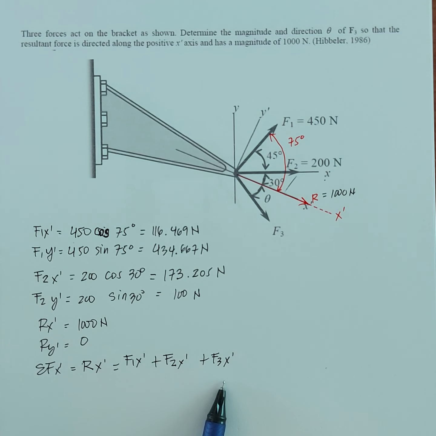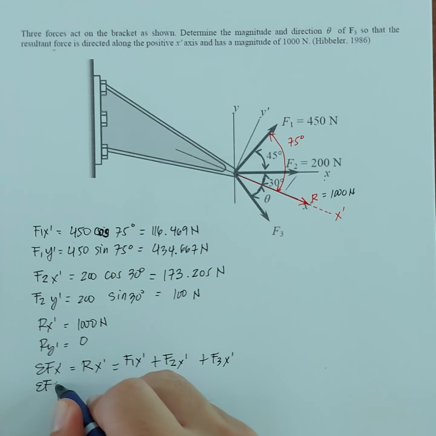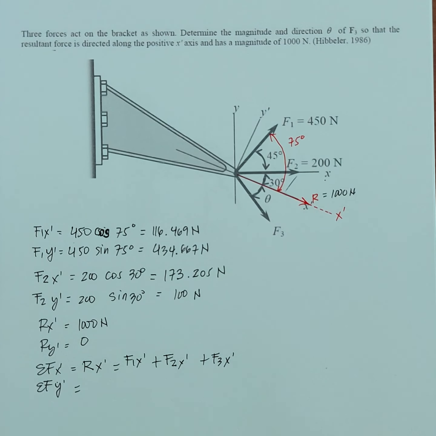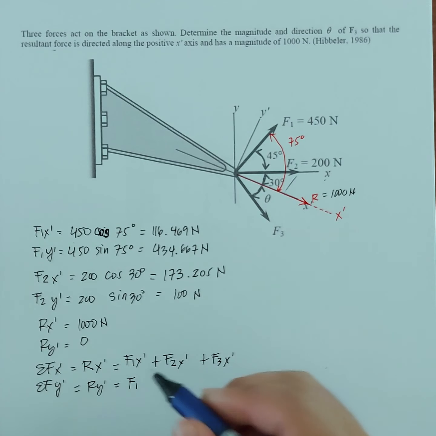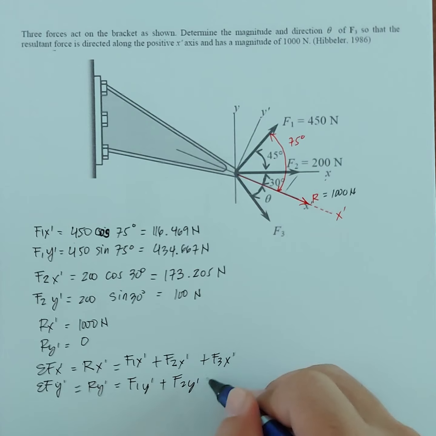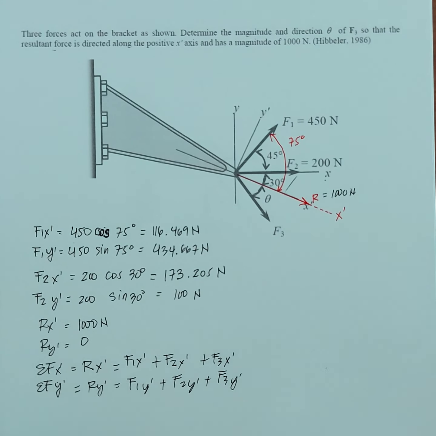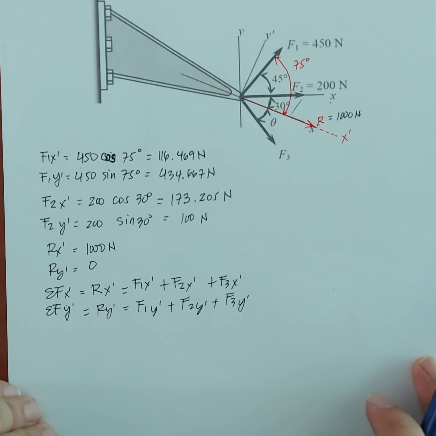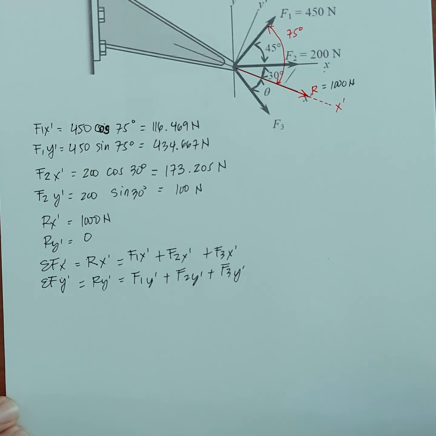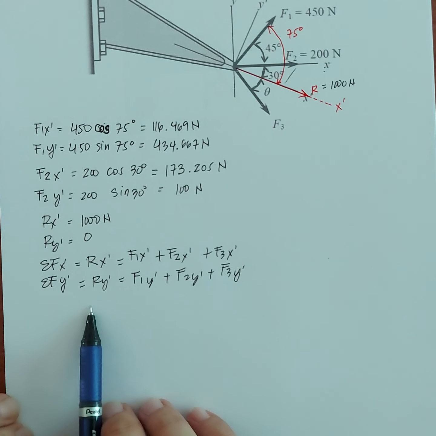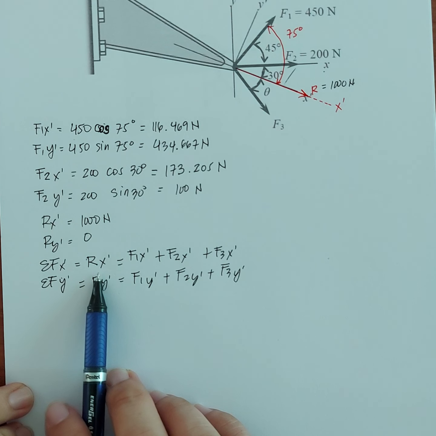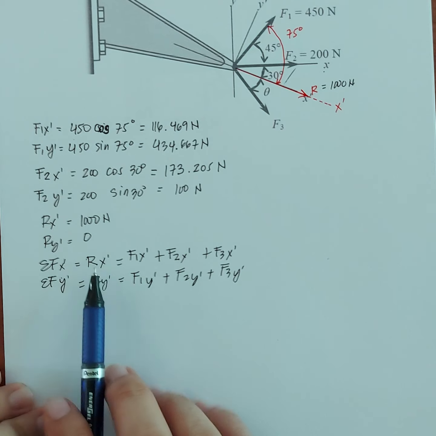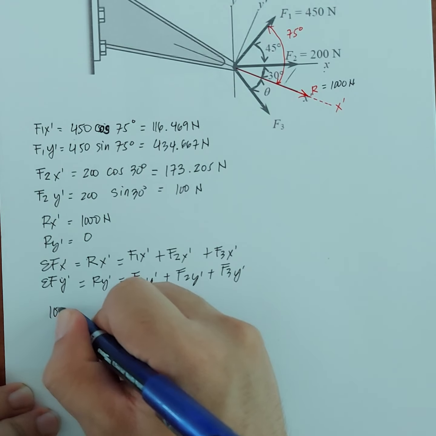It's also true kapag sa summation of forces along Y prime axis is also equal to Ry prime, which is also equal to F1y prime plus F2y prime plus F3y prime. Okay, so let's do that. So Rx prime is equal to 1000 newtons.